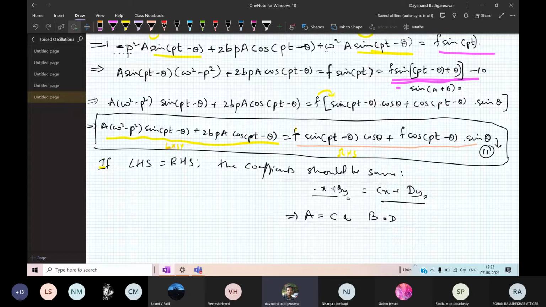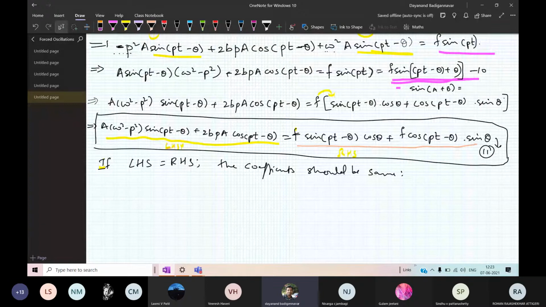Okay. What we have to do? Now here these are the LHS. Let us look for the coefficients. Now go for the first coefficient. What is sin(pt minus theta)? Here on the LHS, sin(pt minus theta). What is the coefficient of sin(pt minus theta) on the right hand side? Now look here. You have sin(pt minus theta) here. What is the coefficient of this?